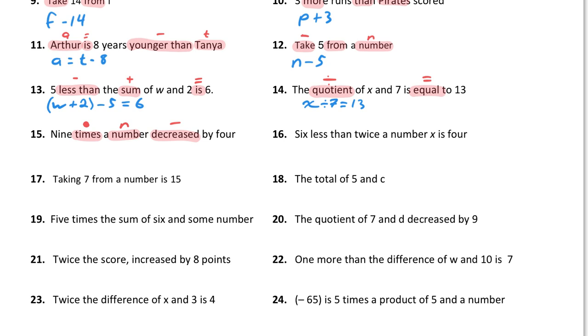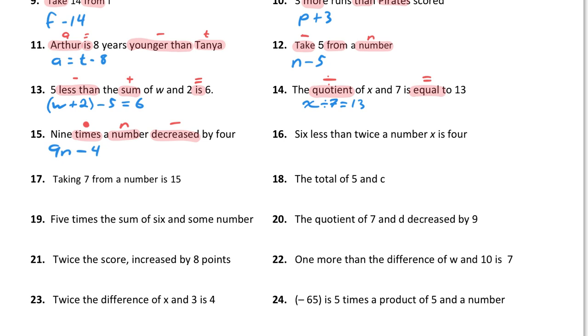So we just have 9 times n decreased by 4. And remember, this is multiplication. 9n means 9 times n. It's implied that it's multiplication.